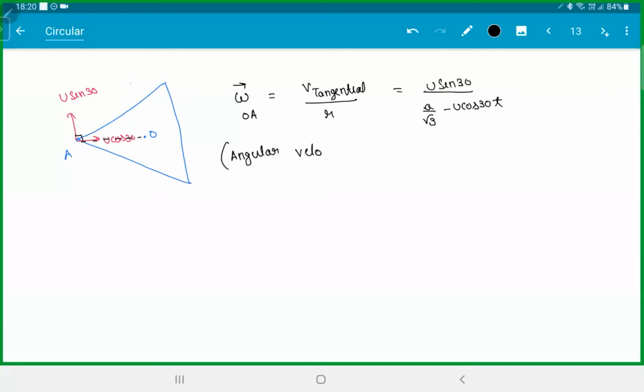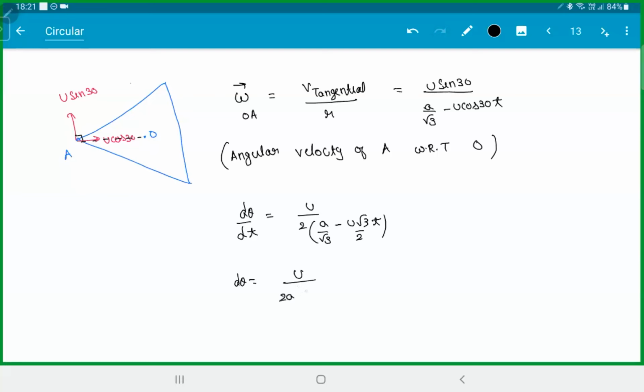Angular velocity of point A with respect to O, the centroid, will be the same for everyone, and this will be the omega of the triangle. After this, what is omega? d theta by dt. u sin 30 is u by 2, a by root 3. u cos 30 is u root 3 by 2 t. Cross multiply. You end up with d theta equal to u by 2a.